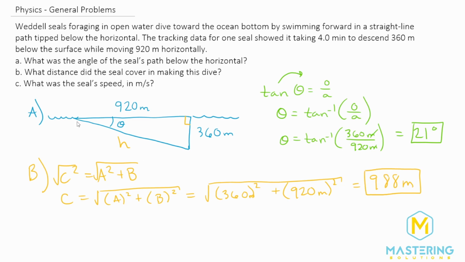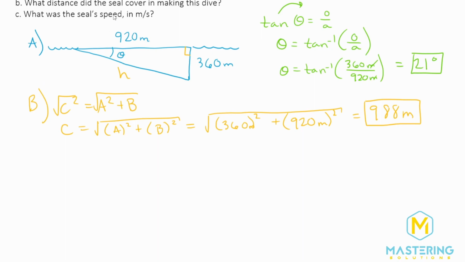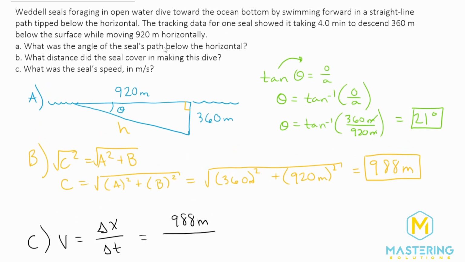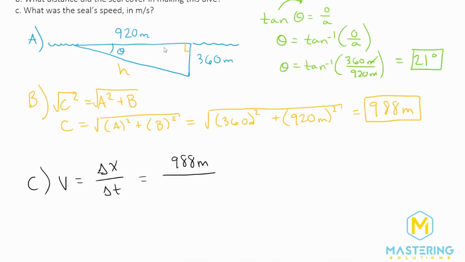And now we need to find the speed in meters per second. To find the speed, we'll be using the velocity formula, of course. So for part C, we know that the velocity is equal to the change in distance over the change in time. Now we just found the change in distance, which is the 988 meters. So 988 meters over the top. And they tell us that the time it took was 4 minutes, but we want meters per second. So if we do 4 minutes, we know that in 1 minute, there are 60 seconds. Now the minutes cancel and we're left with meters over seconds.